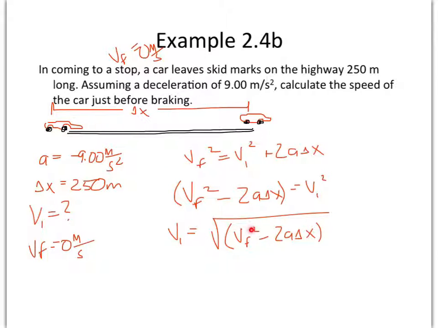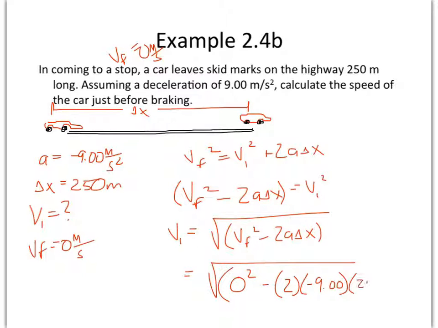So I'm not going to solve it for you. You can do that, but you can plug in your values. In fact, I'll tell you what, I'll do this. I'll say 0 squared. I'll plug in our knowns. 0 squared minus 2 times negative 9.00 times 250. Oops. 250, square root of all that is going to equal your V initial.